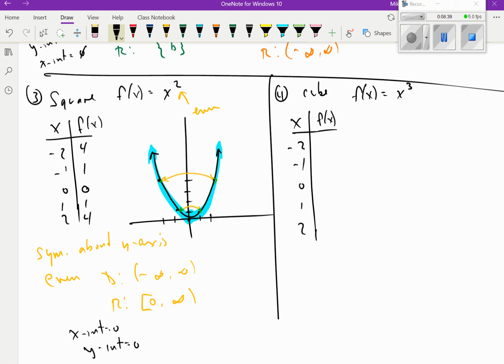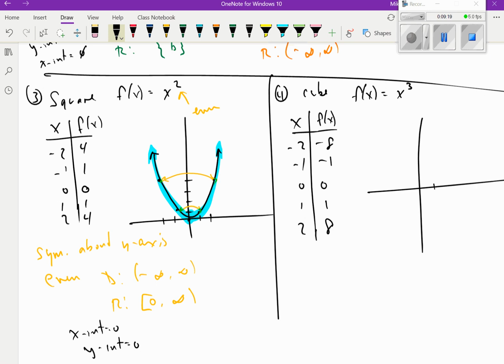So when x is -2, I've got -2 times -2, which is +4, times another -2, which now is -8. When I multiply -1 by itself, I get -1 times -1 is +1, multiplied by another -1 is -1. 0 is just going to be 0. 1 multiplied by itself any number of times is 1. 2 multiplied by itself 3 times is also going to be 8. So at 2, we've got 2 times 2 is 4, times another 2 is 8.